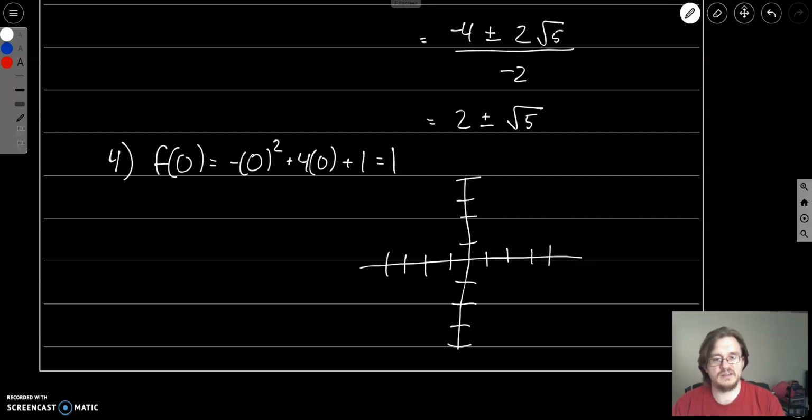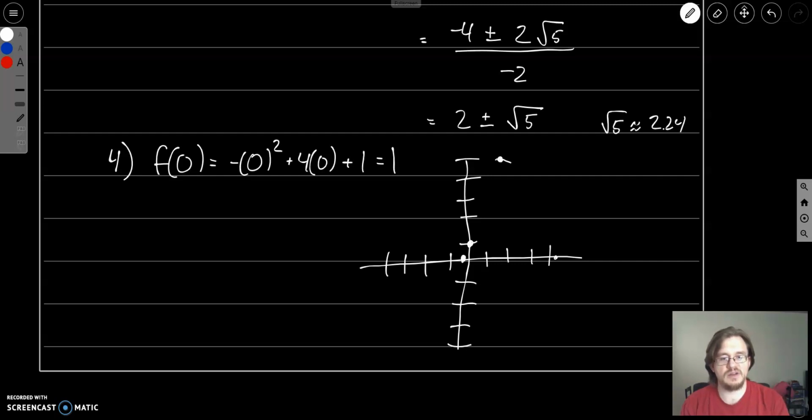So our vertex was at (2, 5). Our y-intercept is at 1. And our x-intercepts are at 2 plus or minus the square root of 5. The square root of 5 is about 2.24. So if I take 2 minus this, it'll be about here. And if I take 2 plus this, it'll be at 4 and a little bit more.